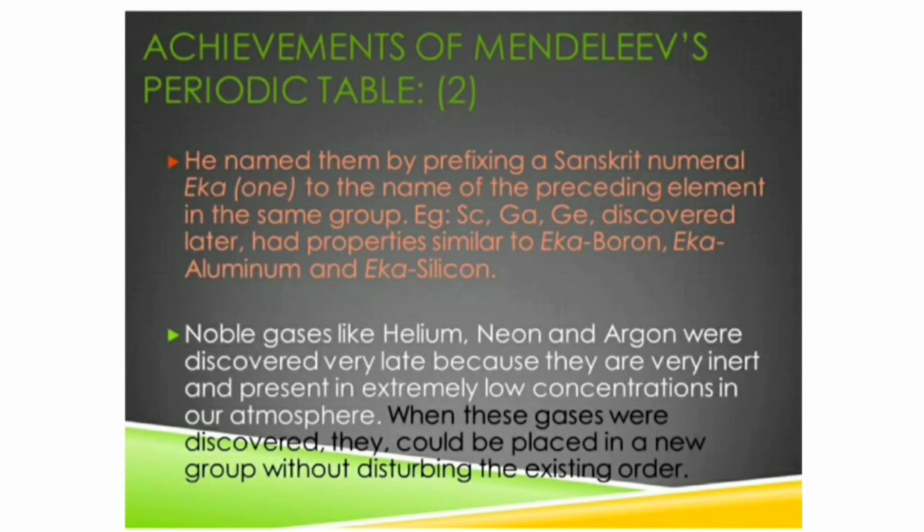Noble gases like helium, neon and argon were discovered very late because they are very inert and present in extremely low concentrations in our atmosphere. When these gases were discovered, they could be placed in a new group without disturbing the existing order.